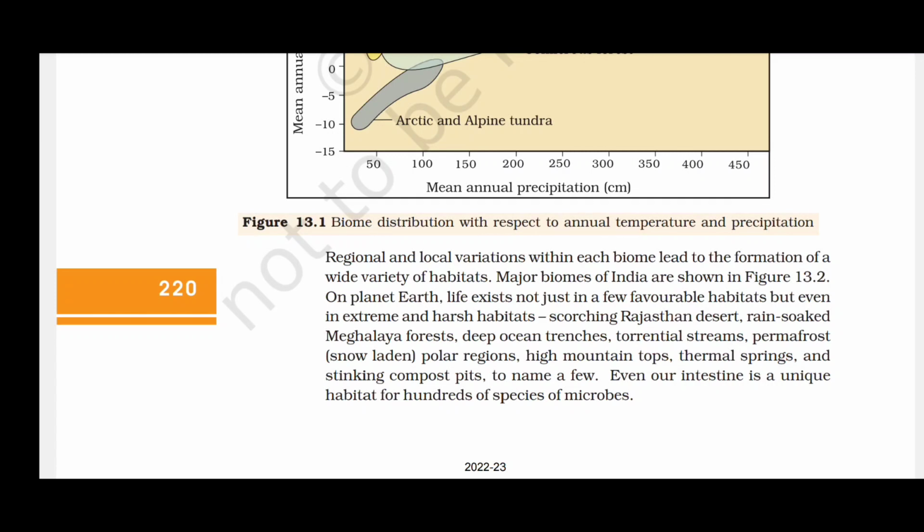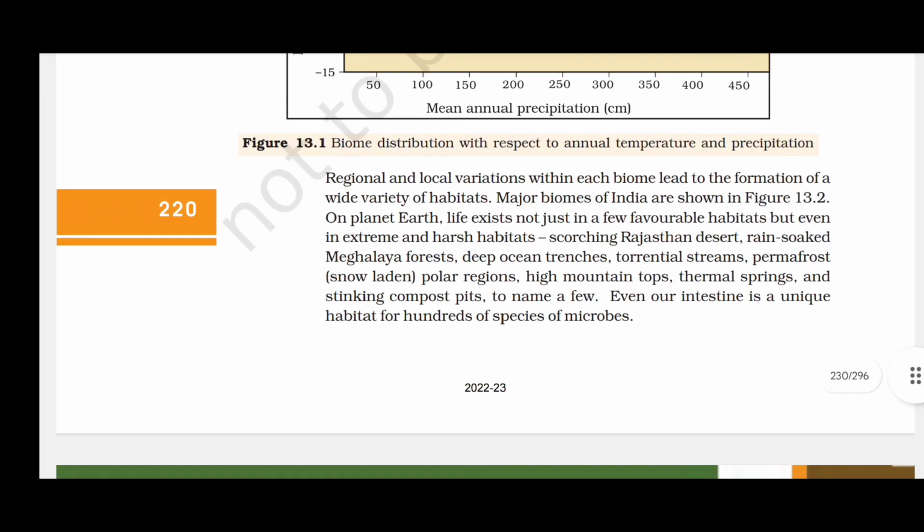On planet Earth, life exists not just in a few favorable habitats but even in extreme and harsh habitats. Scorching Rajasthan desert, rain soaked Meghalaya forest, deep ocean trenches, torrential streams, permafrost, snow laden polar regions, high mountain tops, thermal springs, and stinking compost pits, to name a few. Even our intestine is a unique habitat for hundreds of species of microbes.